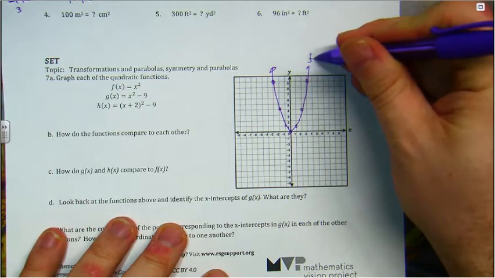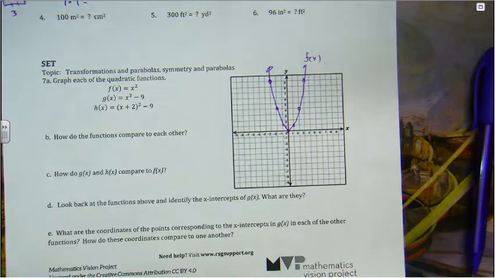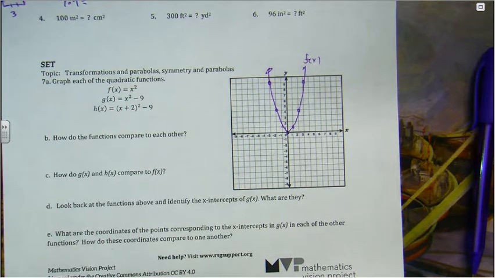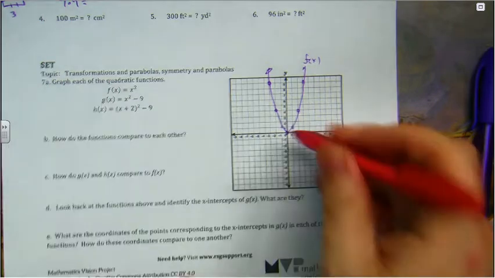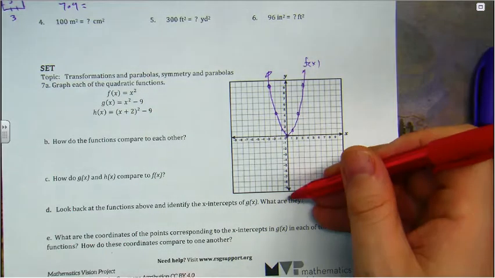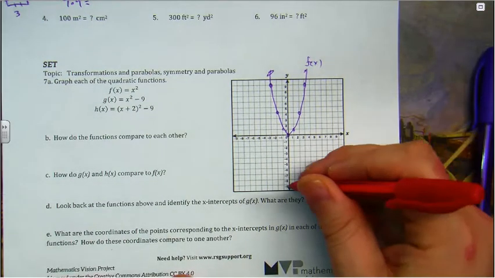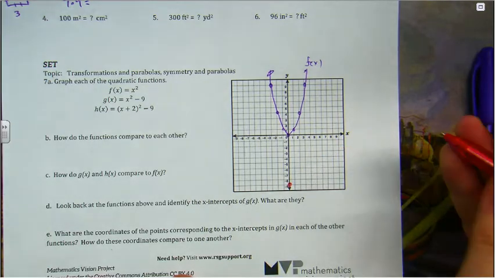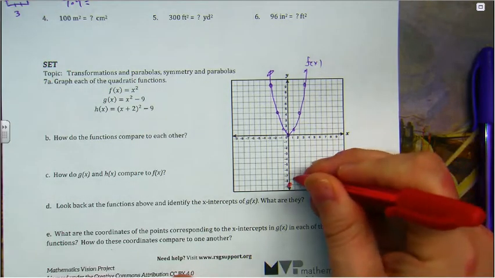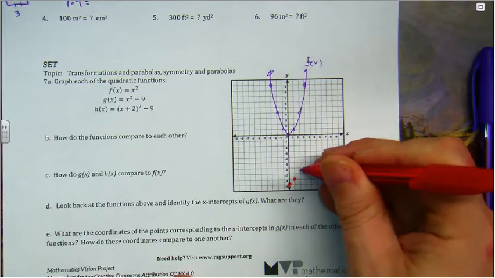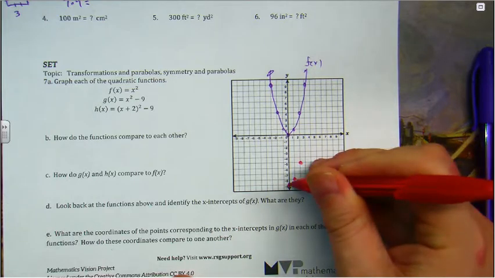F of x. Okay. Then we're going to do x squared minus 9. So it's going to be the same thing, except my vertex is going to change. It's not going to change anywhere on the x, but it's going to go down 9 on my y. So I'm going to go down 9. And then I'll just mimic my parent graph. Go over 1, 2, 1, 2, 3, 4. When I go over 3, I go up 9.